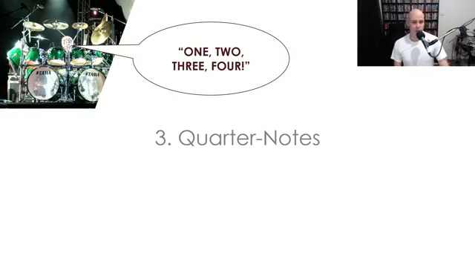So now we're going to look at our first type of note, and it's what we call a quarter note. Okay, the guy you see on the left-hand side there, you should probably know who this guy is, a guy by the name of Simon Phillips, another phenomenal drummer.